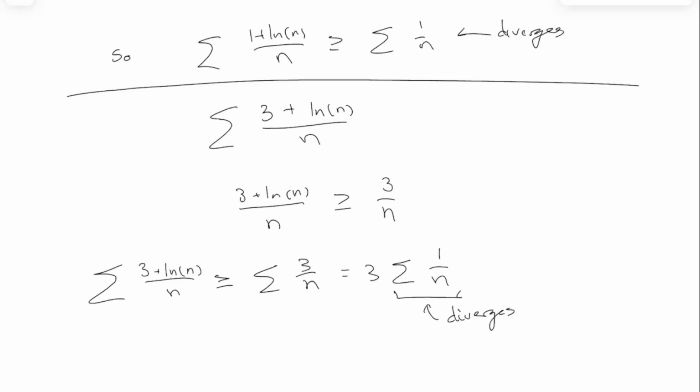Yes? Why did you have to make it 3 over n? Could it just be 1 over n? Oh yeah, I like what he's saying. Isn't that still greater than 1 over n? The answer is yes, it is. You could have just put 1 over n, because 3 plus natural log of n is actually just straight up bigger than 1 over n. Yes, you are more clever than me. Great.